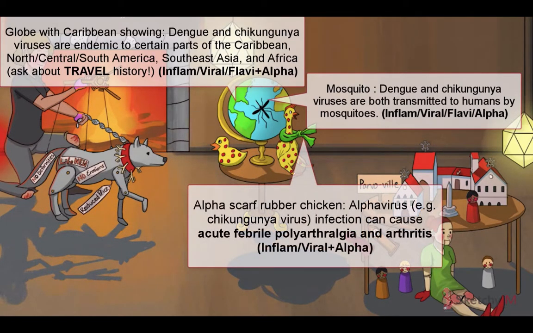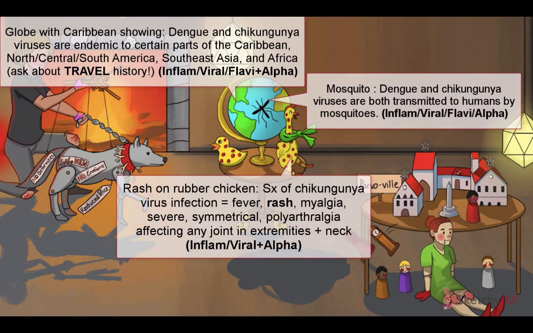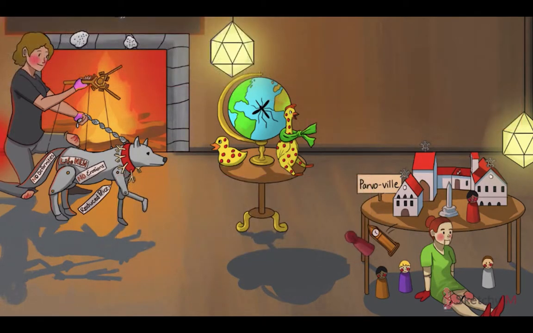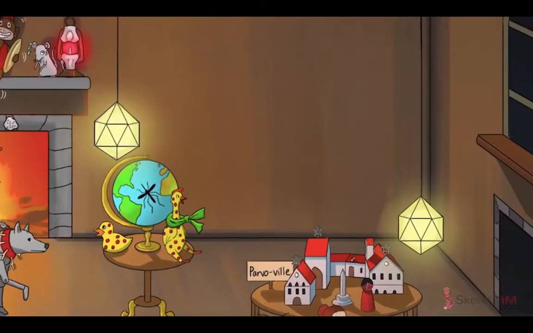Chikungunya, an alpha virus, is also notorious for causing polyarthritis. Like the dengue virus, it can be found in travelers who have recently visited the Caribbean, North, Central, and South America, and tropical areas of Asia. Disease manifestations are predominated by fever, rash, and myalgia, as well as a severe symmetrical polyarticular joint pain affecting any joint in the extremities plus the neck.